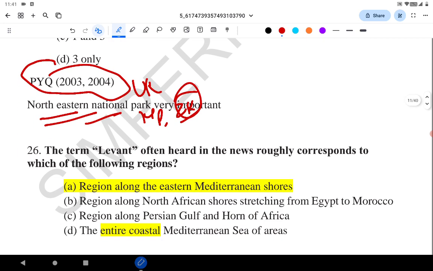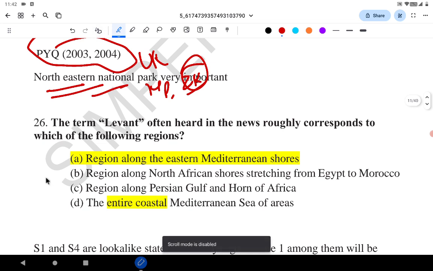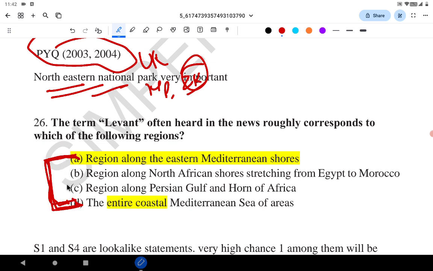The term Levant, often heard in the news, roughly corresponds to which one of the following? A region along the eastern Mediterranean shores, a region along the North African shores, a region along the Persian Gulf and Horn of Africa, an entire coast of the Mediterranean Sea. See here, there are two statements which are similar: Mediterranean region, Mediterranean region. It is fairly certain that one of them can be the answer. If you don't know, this is how you solve it. Two are similar, but one says entire coast of Mediterranean Sea. Again, if you go through the PYQ, you will find it. I think in 2023 itself, you will find it.